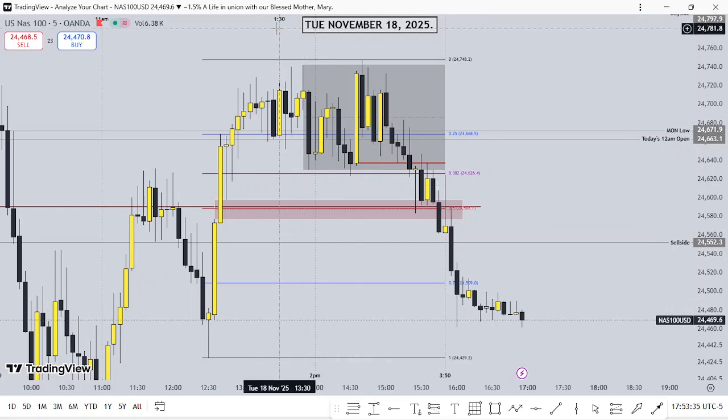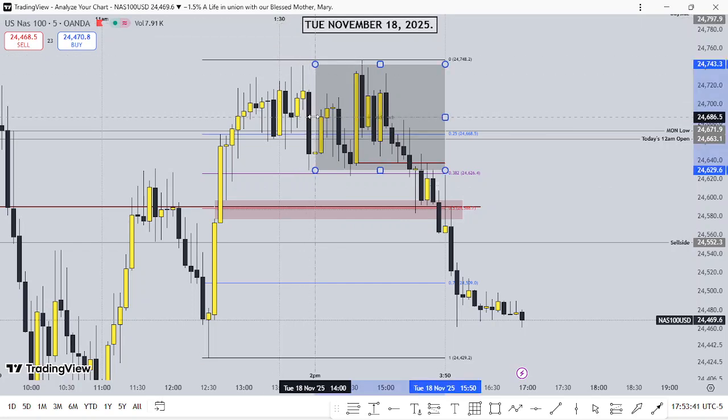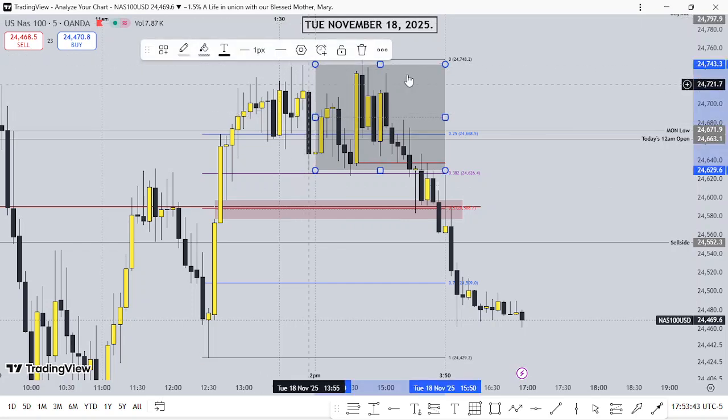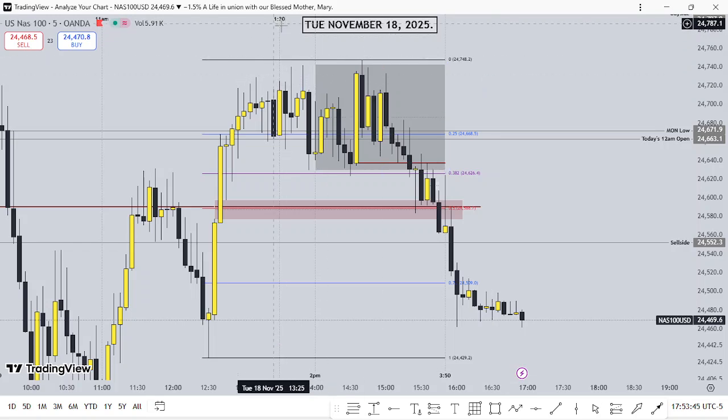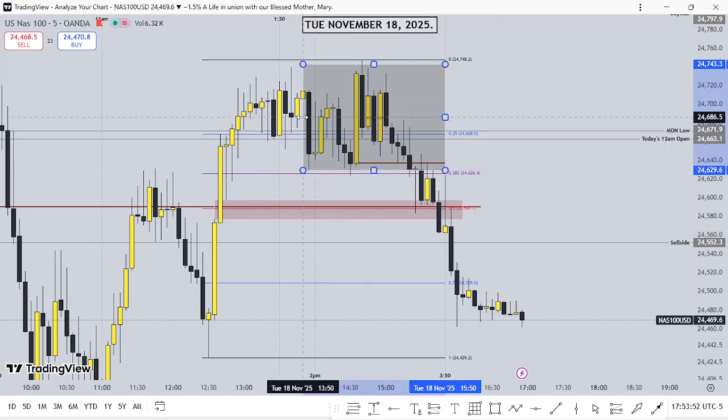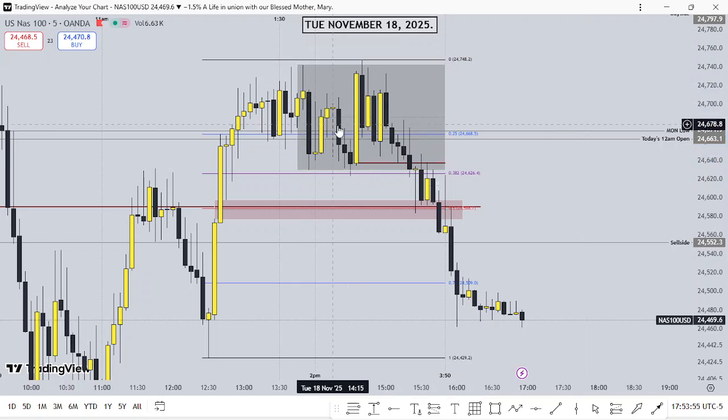You can see the 1:30 to 2 p.m. And within that 1:30 to 2 p.m., the significant high at the time was this area here, and the significant low was this area here. So I had to work with that. I needed to see which area price was going to break out of first. And then you can see what price did.